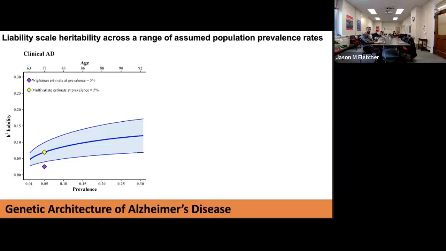So again, these two squares here: the yellow one is the estimate of heritability from our multivariate model, assuming a population prevalence rate of 5%. And the purple one comes from the largest GWAS today, assuming the same population prevalence rate. You see that it's more than double. And this dramatic downward bias emerged from the integration of direct GWAS and proxy GWAS.